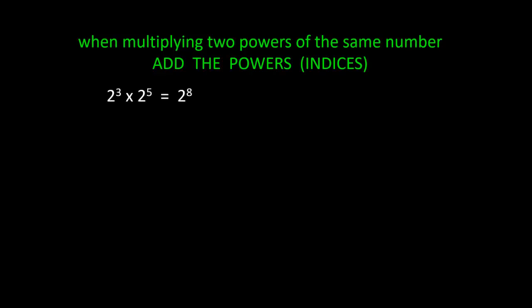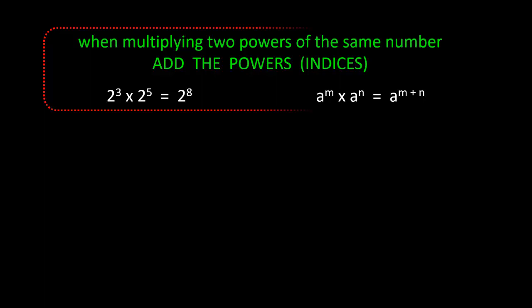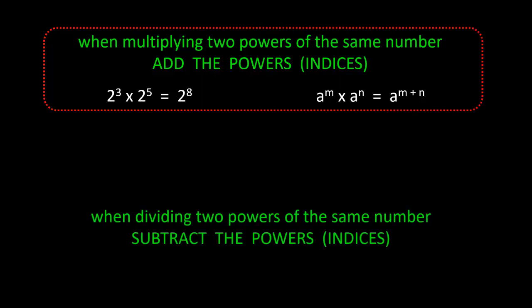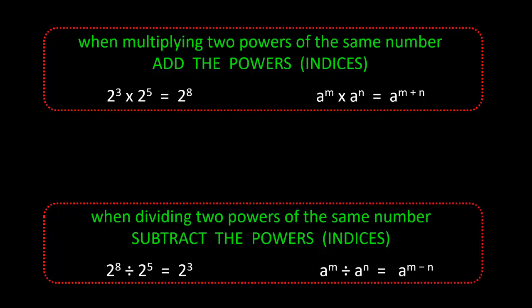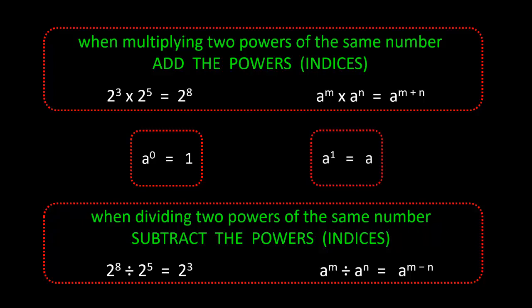So when we are multiplying two powers of the same number or letter, we add the powers. 2 to the power 3 times 2 to the power 5, 2 to the power 8. And there it is with letters. And when we're dividing two powers of the same number or letter, we subtract the powers. So there we do it with a number, and there it is with a letter. And just remember, anything to the power 0 is 1, and anything to the power 1 is just itself.